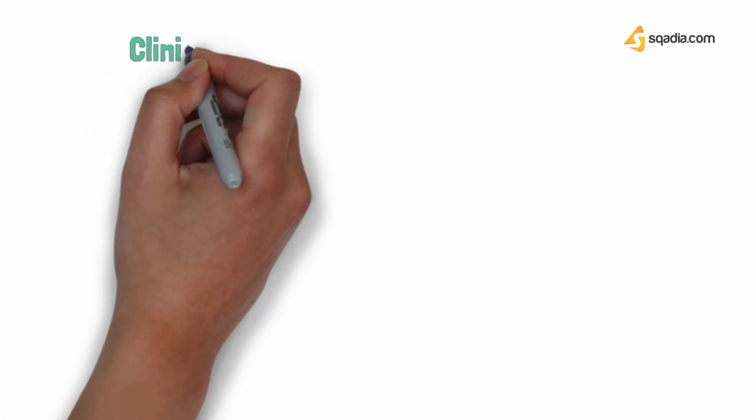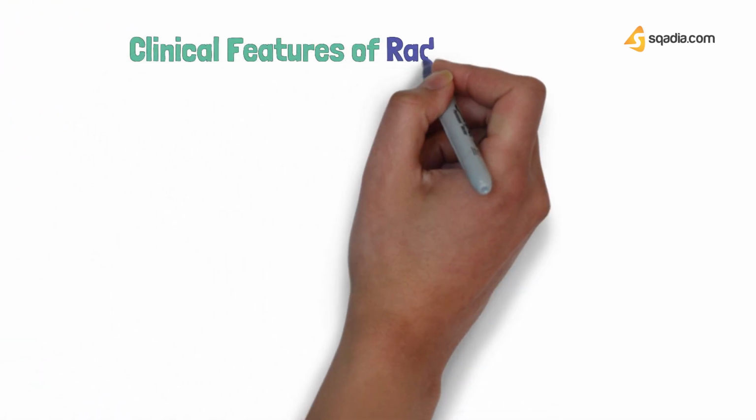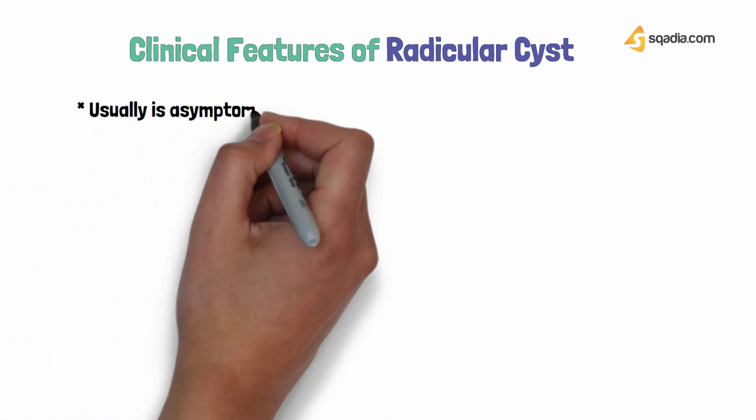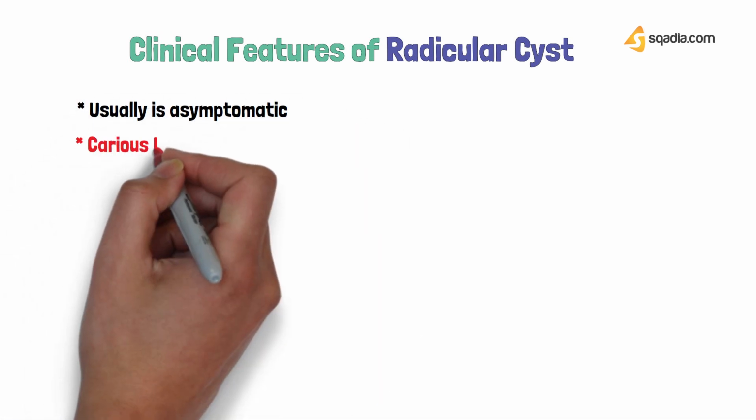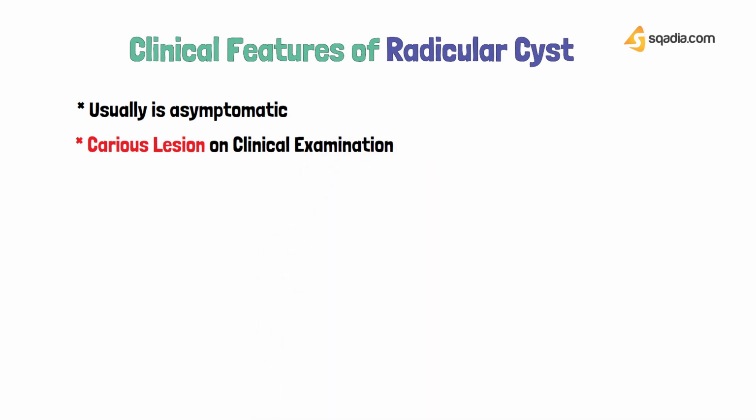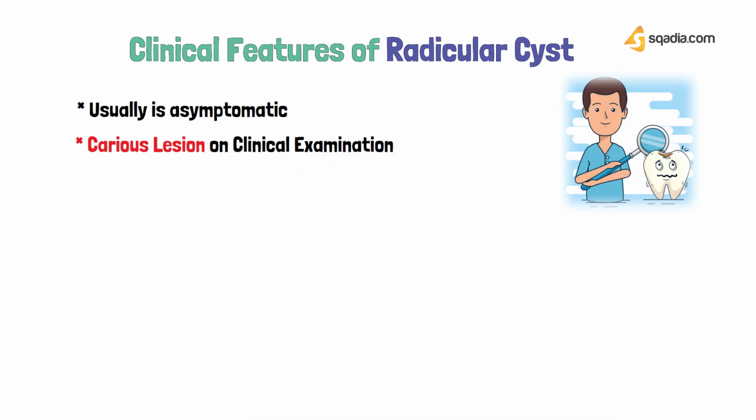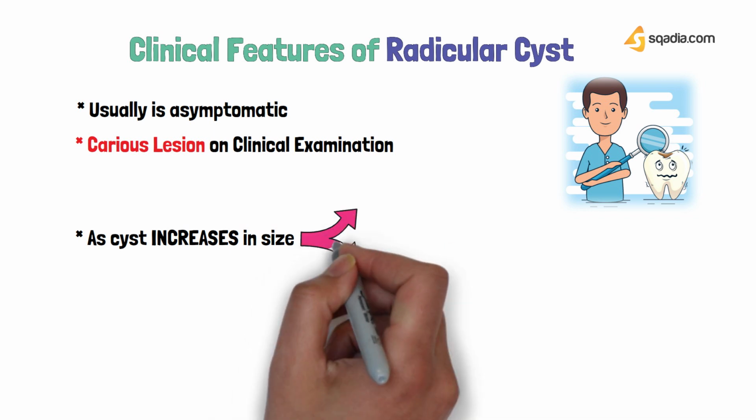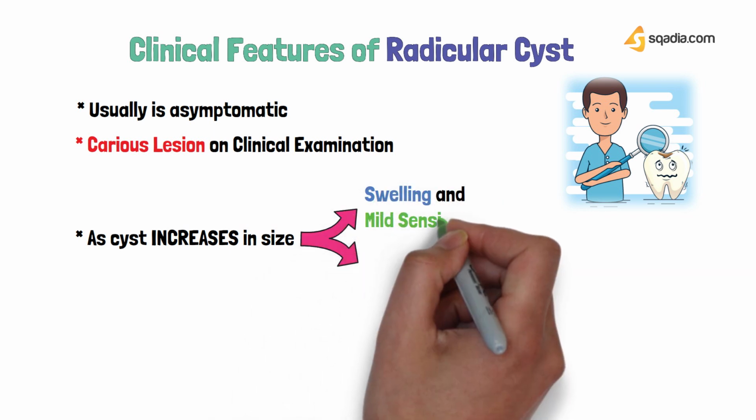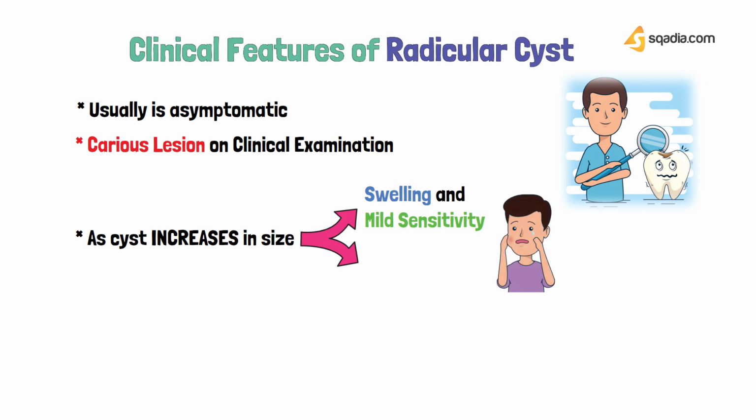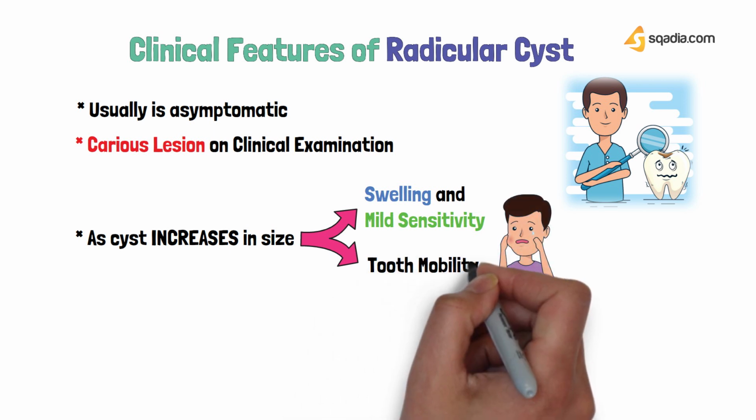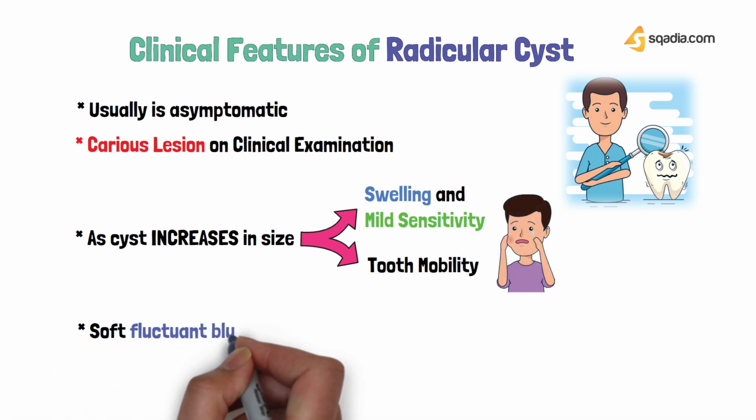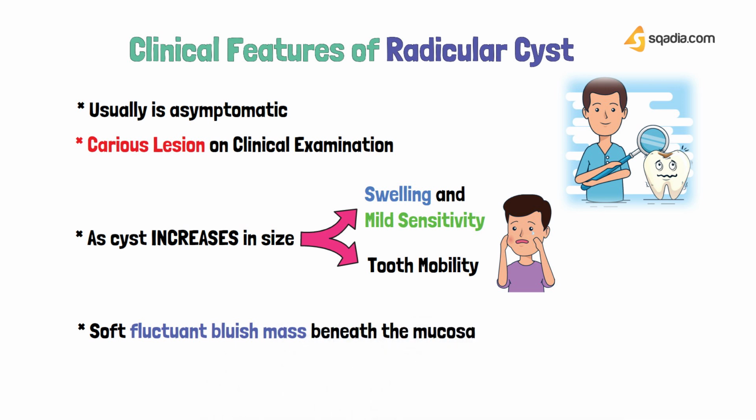Now, let's look at some of the clinical features of the radicular cyst. It is usually asymptomatic. But when we examine the oral cavity clinically, there is going to be a carious lesion. As the cyst increases in size, it may cause swelling and mild sensitivity. It may cause mobility in the affected tooth. It may also present as a soft, fluctuant, bluish mass, which is present beneath the mucosa.